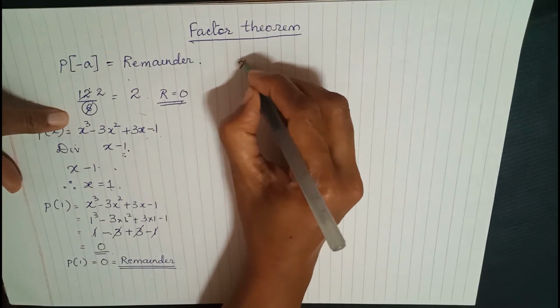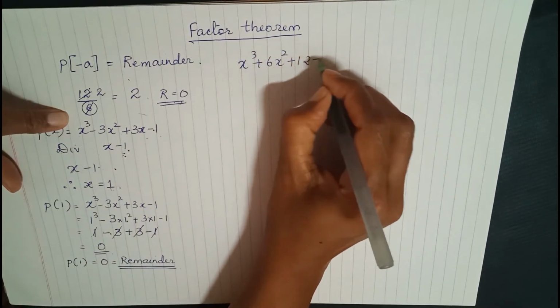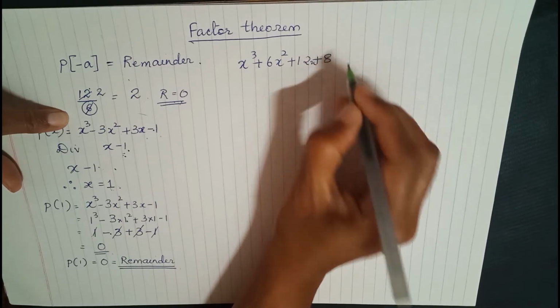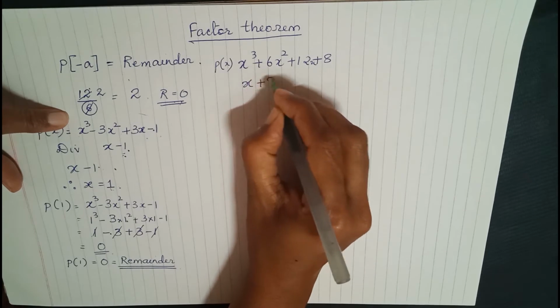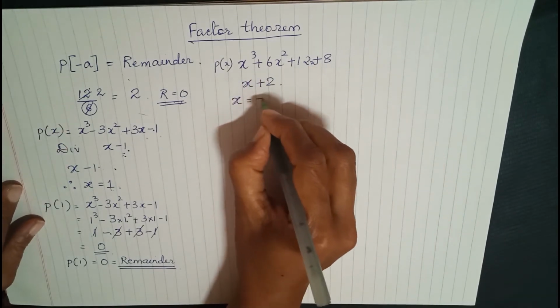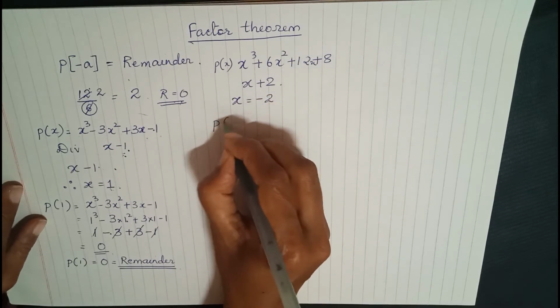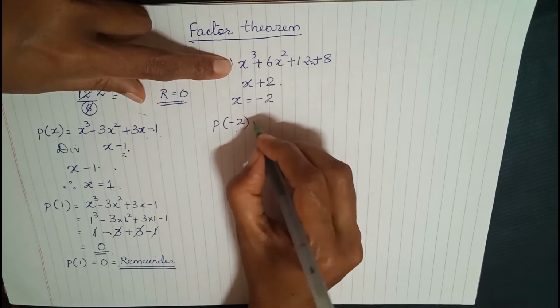Let us check another one. x cube plus 6x square plus 12x plus 8. This is the polynomial given, and we have to find out whether the divisor x plus 2 is a factor or no. So what we do is we take x as minus 2 and we find the value of the polynomial using that. So wherever there is x, we put minus 2.